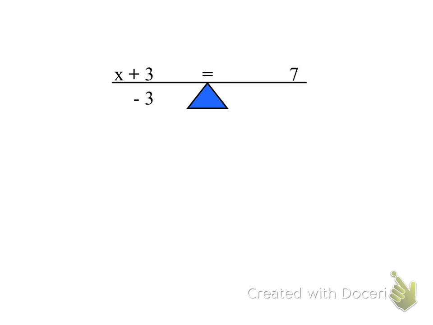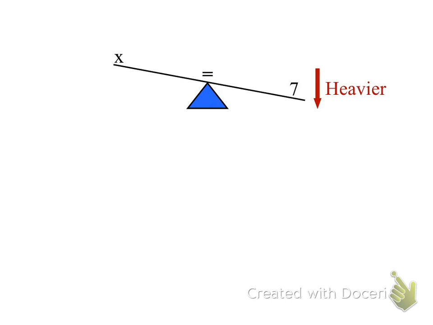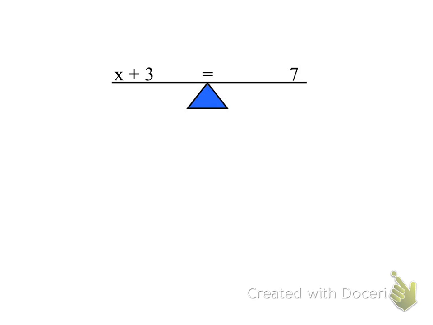The idea of an equation is that you have to do the same thing to both sides, or the fulcrum will tilt down. If I take 3 from the 7, what's going to happen? It's going to go up on the 7 side. But what happens if I take 3 away from both sides? It's going to stay the same. And that's what we do with equations. I take 3 from both sides.